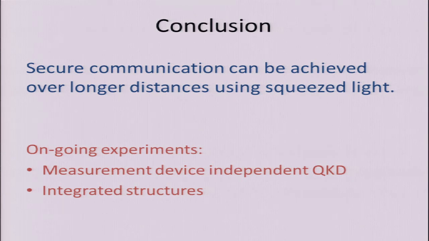Ongoing experiments: we are trying to circumvent the assumption that Eve does not have any access to the stations of Alice and Bob by using a measurement-device-independent QKD system, and we're also trying to integrate our source on a chip to make it more commercially attractive.